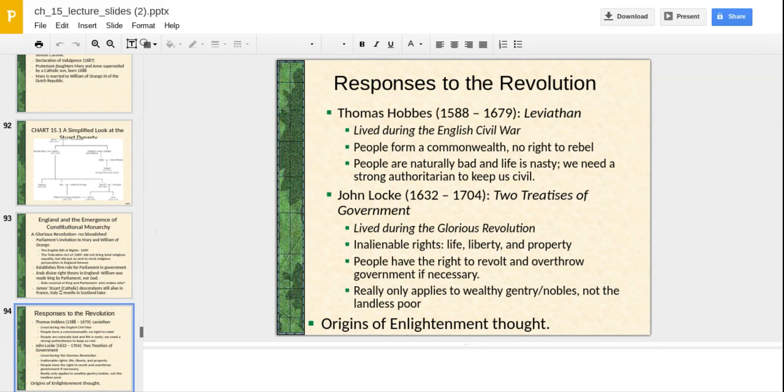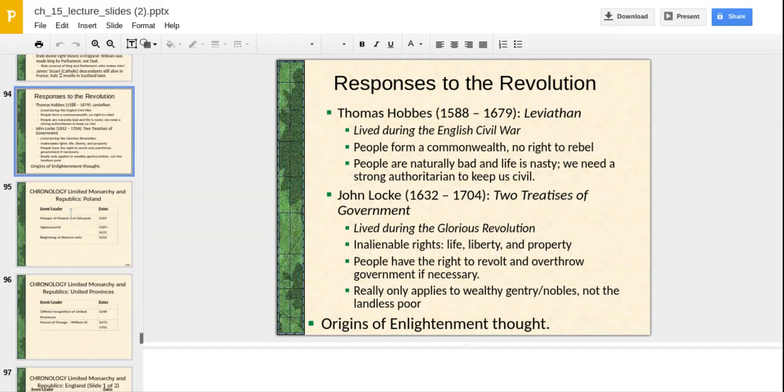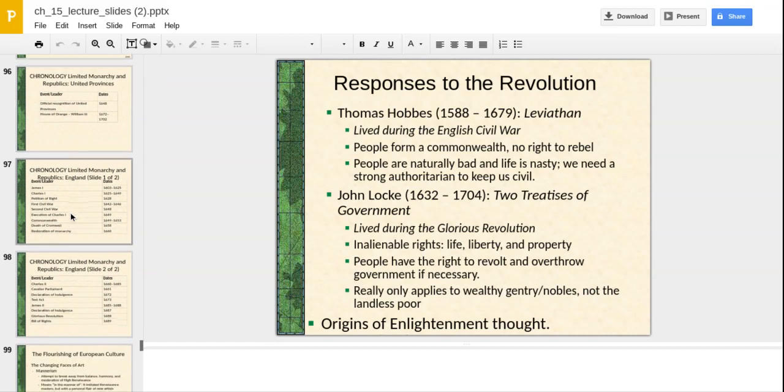And of course, the flip side of that coin was his opposite, John Locke, who writes the Two Treatises of Government. With Locke, we know he's so influential to the American Revolution and French Revolution. He lived during the Glorious Revolution, and he felt that people had inalienable rights of life, liberty, and property that no government could trample upon. He thought that people had the right to revolt and could overthrow the government if it was deemed necessary. But really this only applied to wealthy gentry and nobles, not necessarily the landless poor, who really don't have much power. But this does give us the origins of Enlightenment thought.